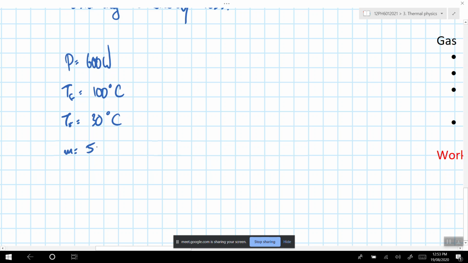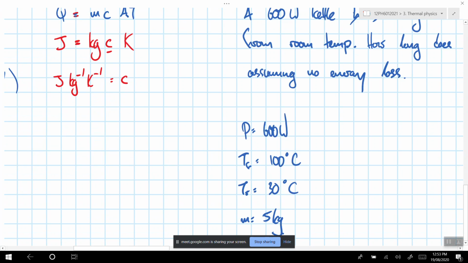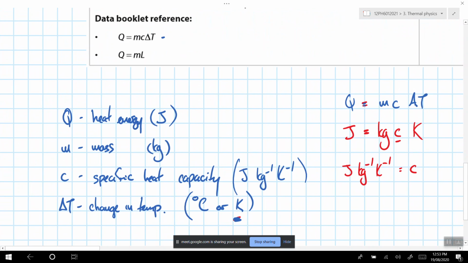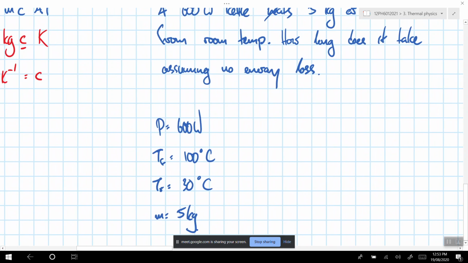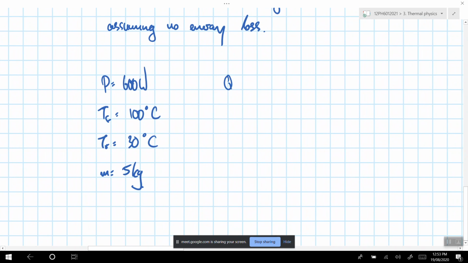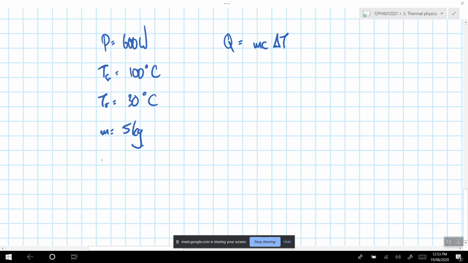So let's write out the equation that we had. Q is equal to mc delta T. So we're missing some stuff. We're missing C. We don't know what that is. We don't have a P. And we want to find the time, but we don't have the time. So we need to go and do a little bit of digging.